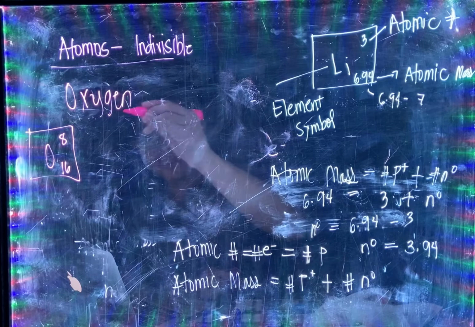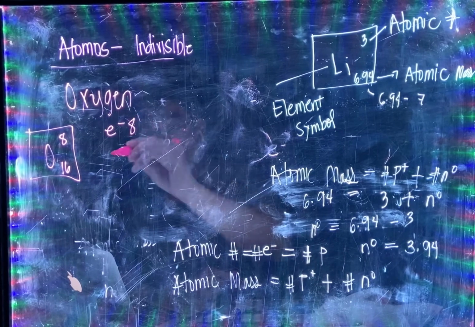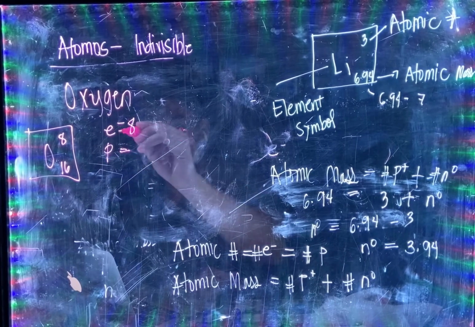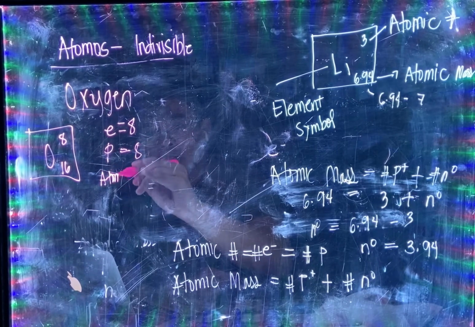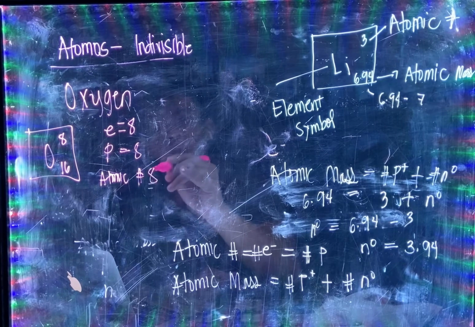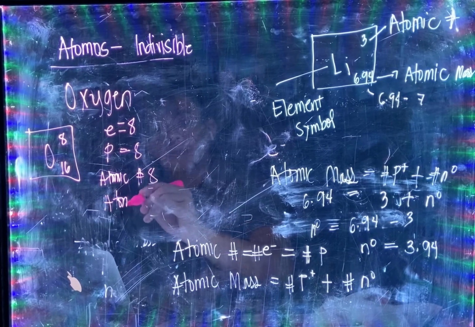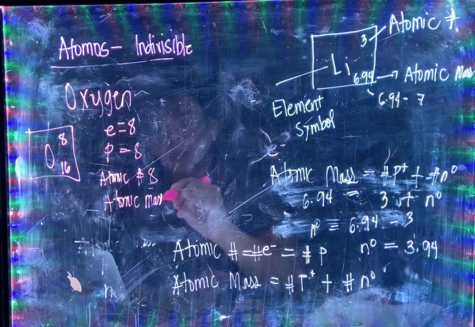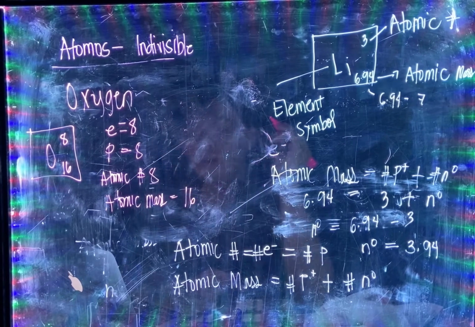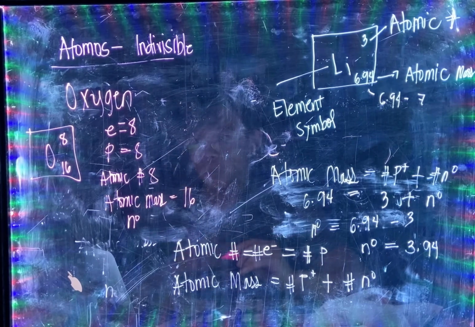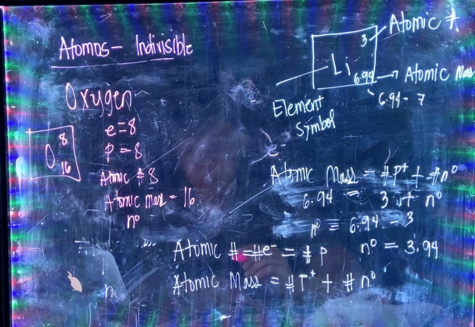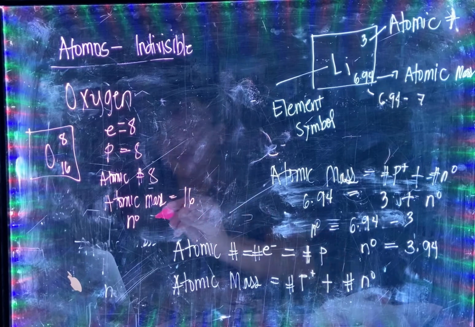So we all know that the electron is 8, proton is equal to 8, atomic number is equal to 8 as well, atomic mass is equal to 16. Now, what will be the value of neutrons? We only need to subtract the value of the proton from the value of atomic mass. Right? So thereafter, 16 minus 8, the answer is 8.